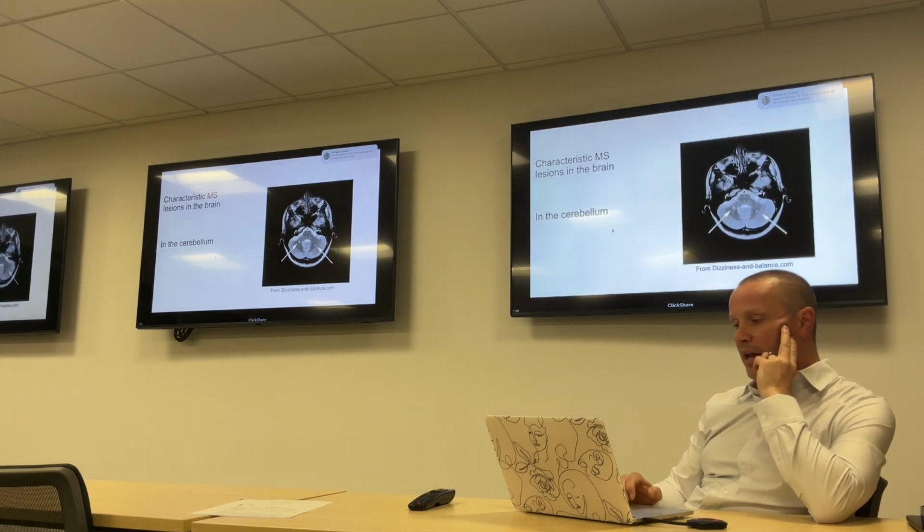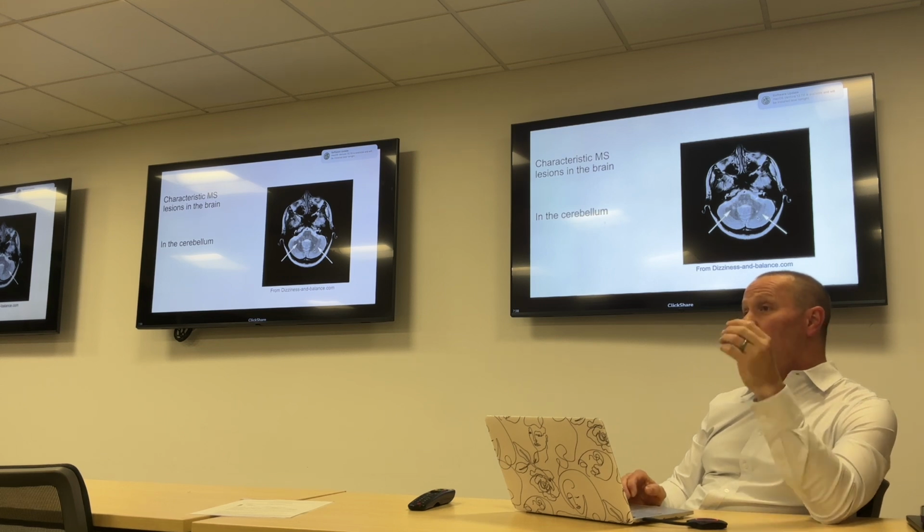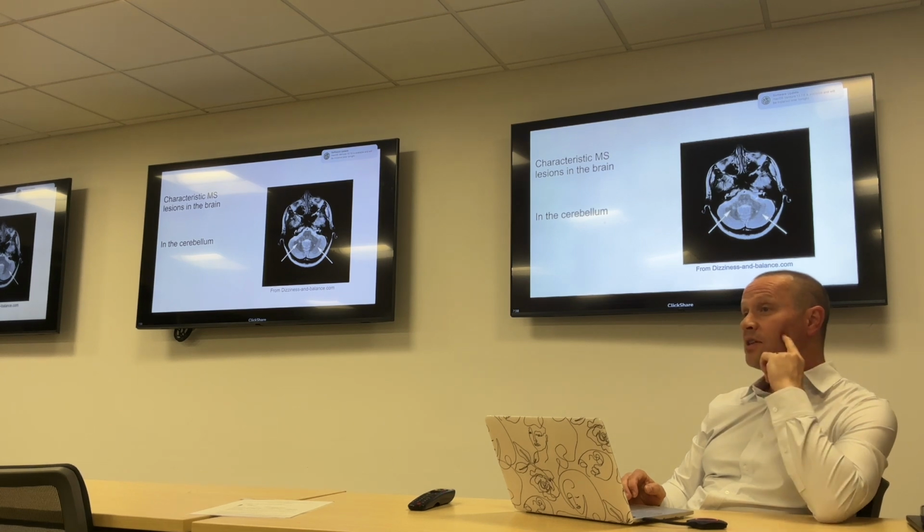Our guy didn't really have any MS plaques, but these little dots in the cerebellar white matter are also pretty characteristic of MS. So when you see them in the white matter of the cerebellum, these are also characteristic of MS. MS lesions are almost always in the white matter. They can be in the gray matter, but it's much less common.